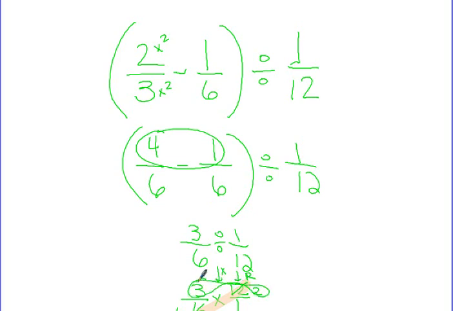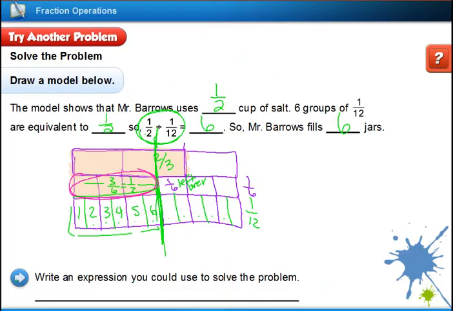In this case, we're going to multiply numerator by numerator. 3 times 2 is 6. And denominator by denominator, 1 times 1 is 1, and we'll simplify that. 6 over 1 is 6. So here we just demonstrated both the algebraic way and the model way. Woohoo to the model, though.